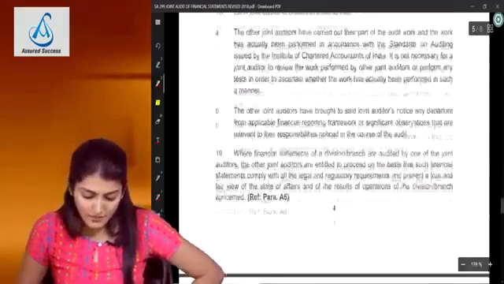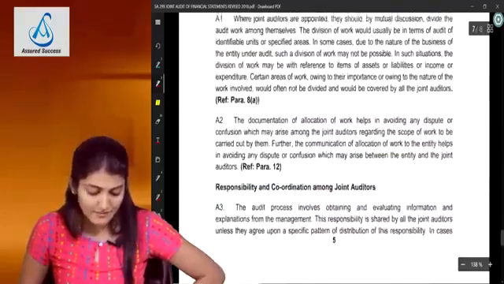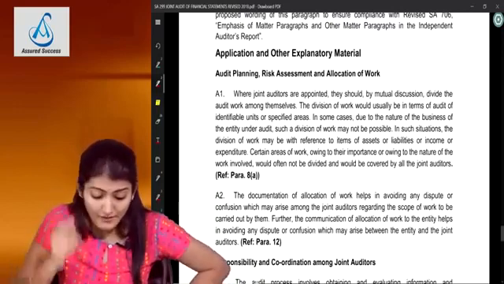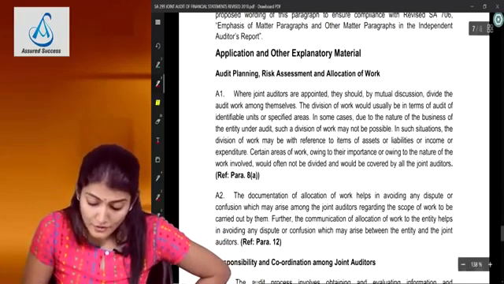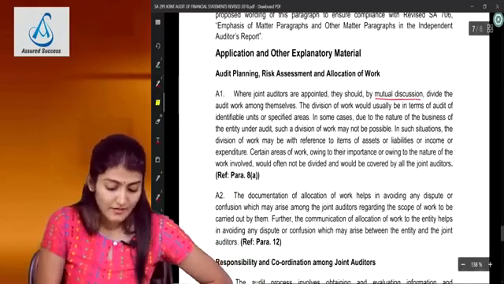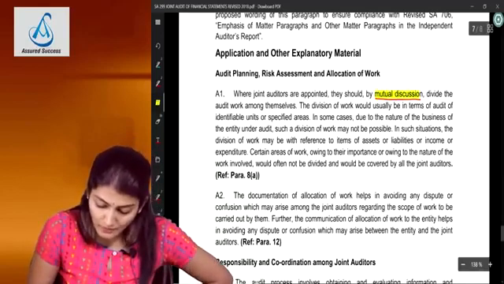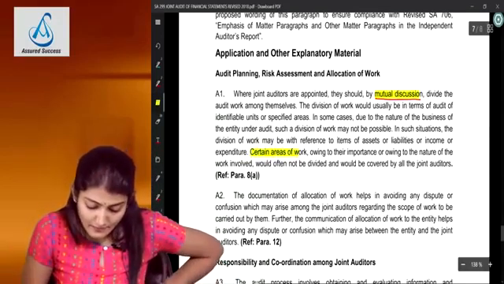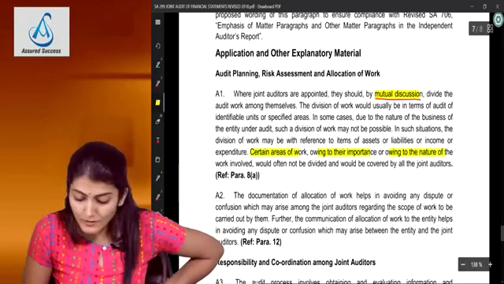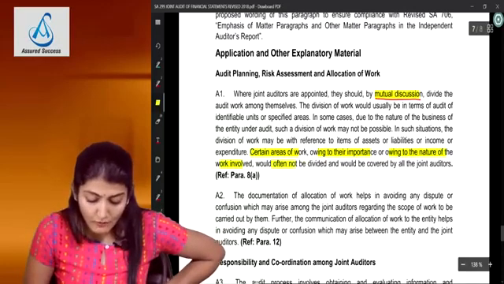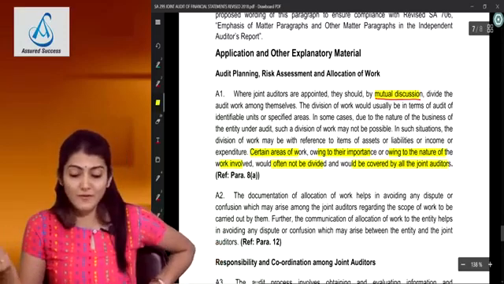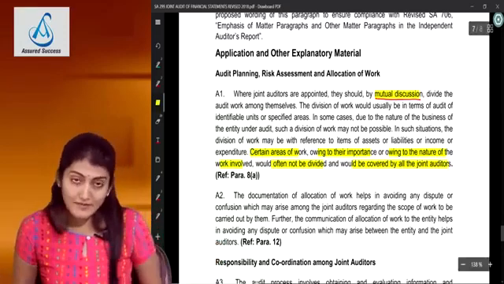So we'll just go to A1 and A2 in the application and other explanatory material. Right, where joint auditors are appointed, they should by mutual discussion divide the audit work among themselves. Right, and then it says certain areas of work owing to their importance or owing to the nature of the work involved would often not be divided and would be covered by all the joint auditors. So that we call the common audit areas.